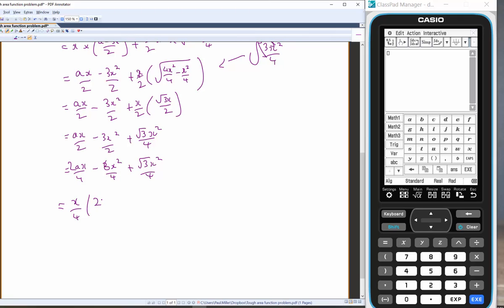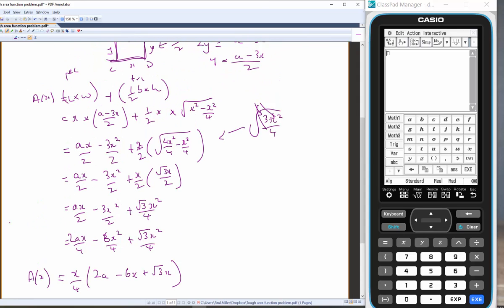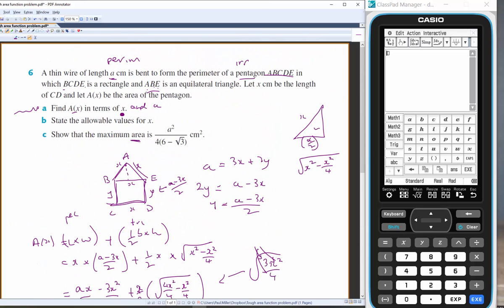I've got 2a, take 6x plus, what's that, root 3x. All right, so that is a more refined version of my area function. So that's part A done.